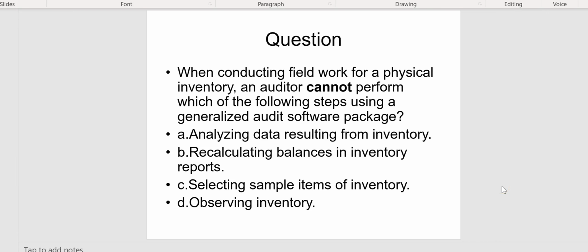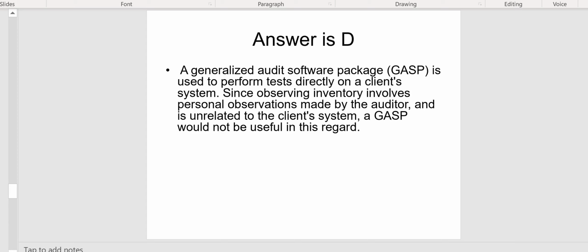All right, when conducting field work for a physical inventory, an auditor cannot perform which of the following steps using a generalized audit software package. What can you not do with software? A, analyze data resulting from inventory. Now, you can analyze data very well with generalized audit software. B, recalculate balances in inventory reports. That would be very easy to do with generalized audit software. C, select sample items of inventory that meet your criteria. Once again, that would be very easy with generalized audit software. D, observing inventory. You're going to need 2 eyes for that. You're going to need human eyes for that. Let's go with D.